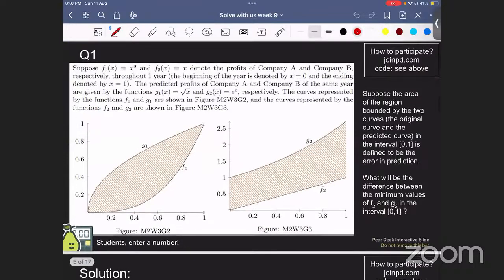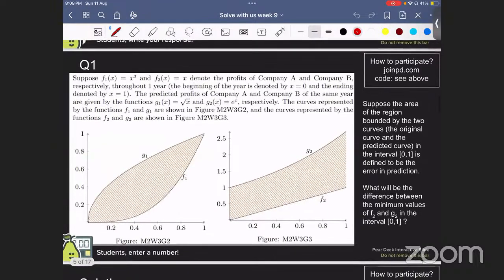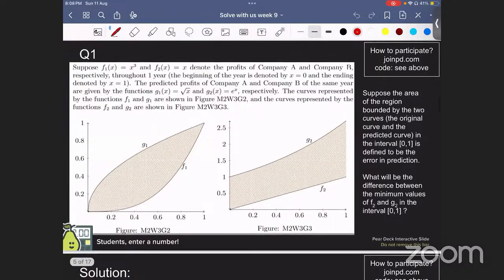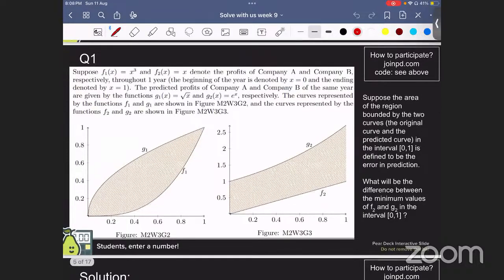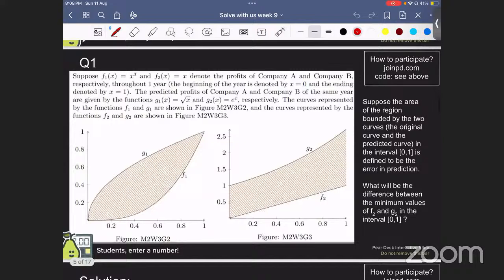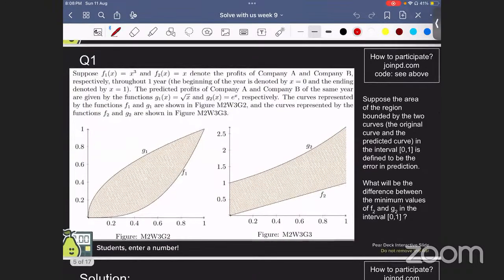The first thing you have to calculate is the difference between the minimum value of F2 and G2 in the interval 0 to 1. It's pretty simple. You just have to calculate the minimum value of F2 and the minimum value of G2. I guess both of the functions are increasing functions, so you don't have to do much. Whenever you have an increasing function, you already know which value will give you the minimum or the maximum in the domain. So try it out. I'll wait for 5 minutes and then we'll solve it.